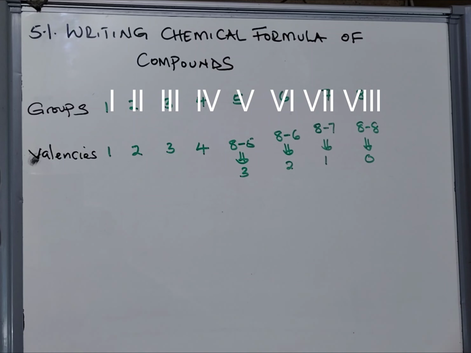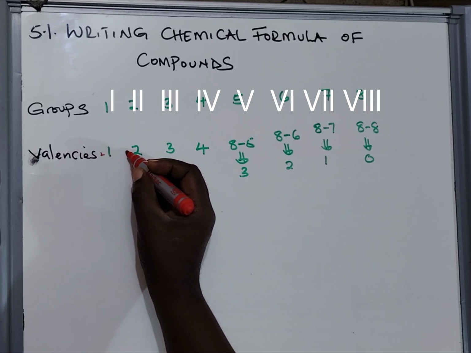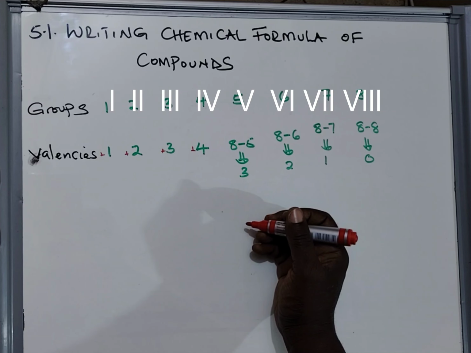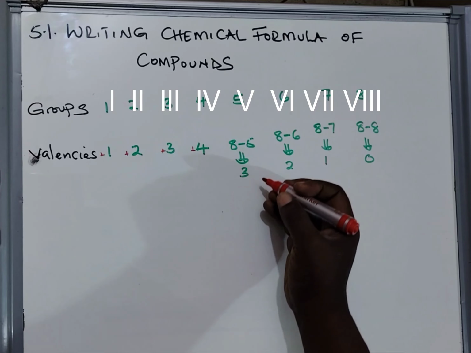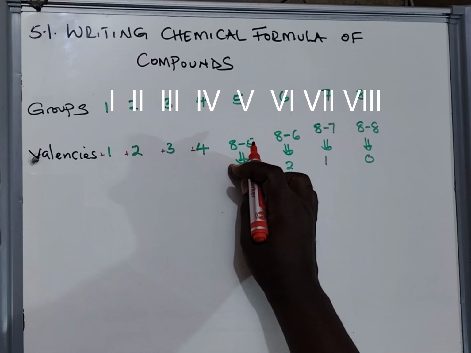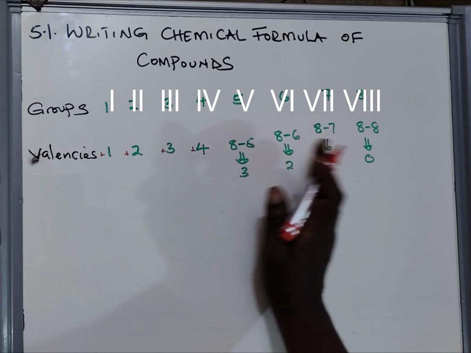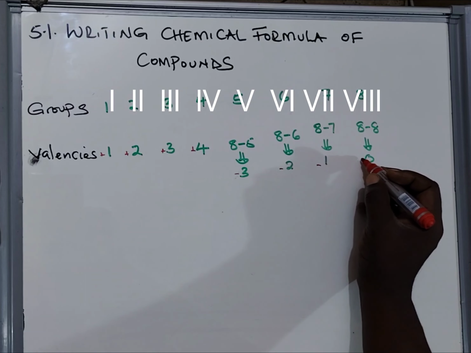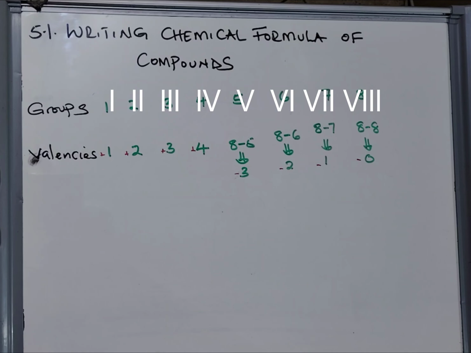Now, I would like to tell you that these ones are positives. They are electropositive. They prefer to attain positive charge. You'll go deeper into that next time. Meanwhile, these ones starting from 5 onwards, they are negatives. They prefer to attain negative charge. And that is very, very important.